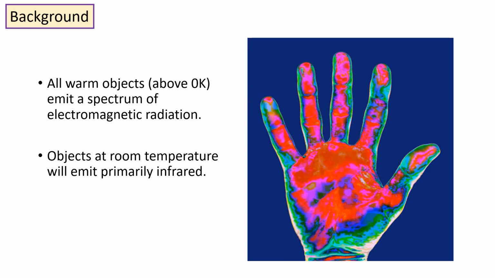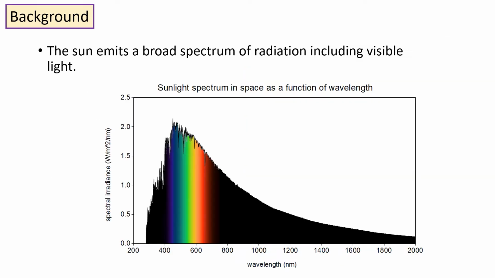As you may know, all warm objects will emit electromagnetic radiation. That is, everything that's above 0 Kelvin will emit some radiation. Objects at room temperature, for example, will primarily emit infrared radiation. You may be very used to seeing this when you see images from infrared cameras. The sun, on the other hand, will emit a very broad spectrum of electromagnetic radiation. This will include some infrared, but also will include a lot of emitted visible light and ultraviolet radiation.